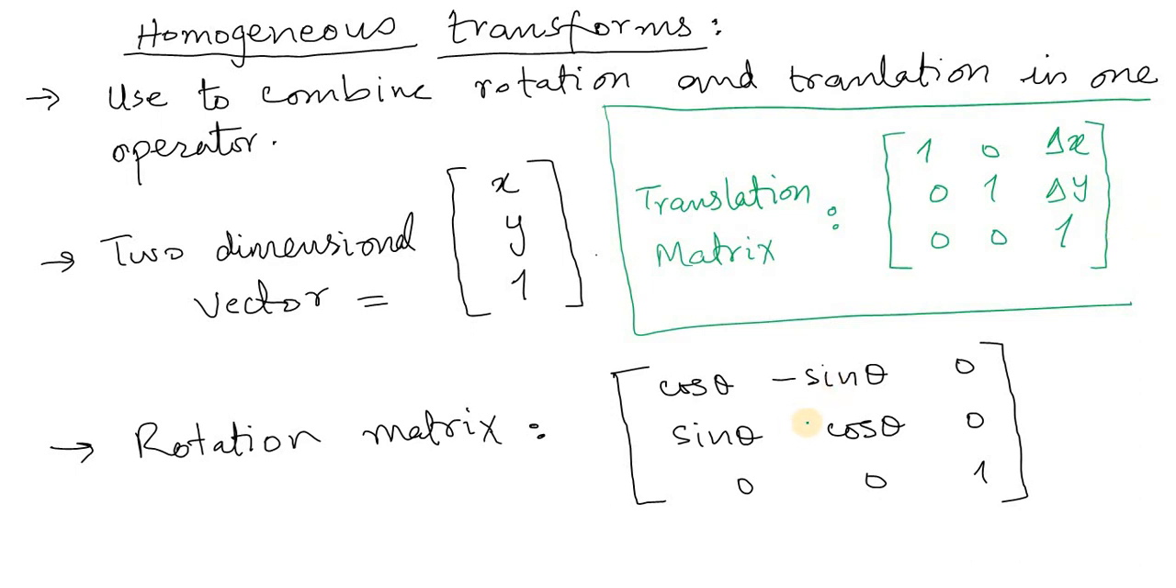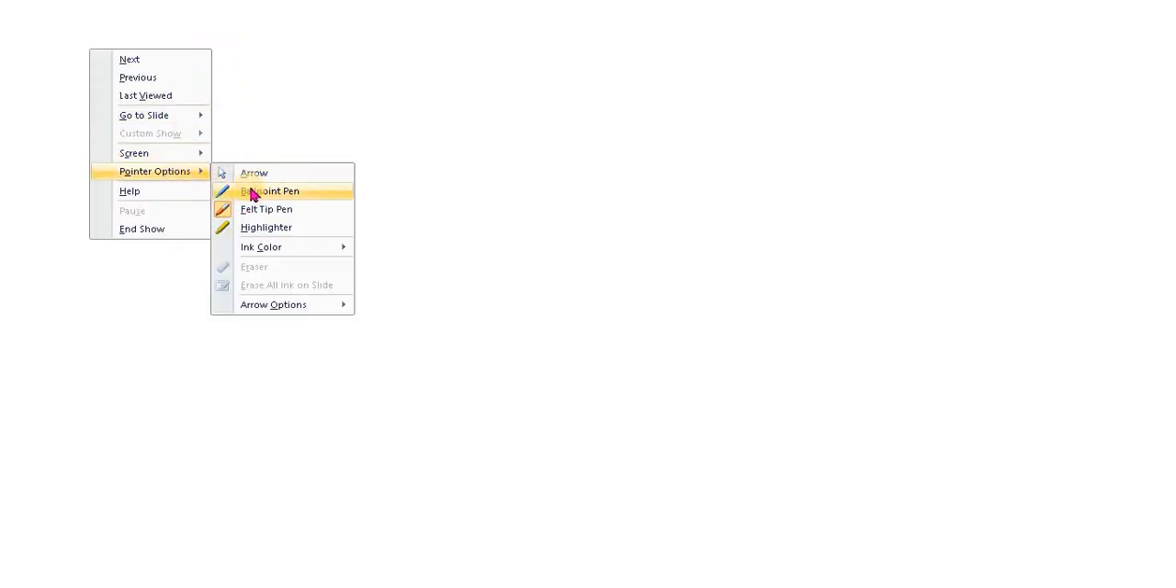If you multiply your coordinates with this rotation matrix, then your coordinates will be rotated. So combining these two in a single equation, this will give us homogeneous transforms, and we continue this in the next slide also. Still we are doing homogeneous transforms.